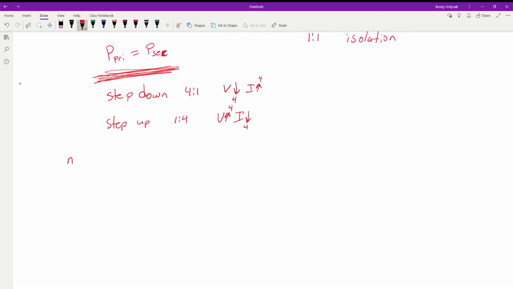So we have the turns ratio is equal to the number of turns in our secondary over the number of turns in our primary. Our turns ratio is also equal to the voltage in the secondary over the voltage in the primary. So that's another way we can find out what the turns ratio is. And the last one is our turns ratio is the current of the primary over the current of the secondary. Now the reason that these flip is because of this inverse relationship between voltage and current.